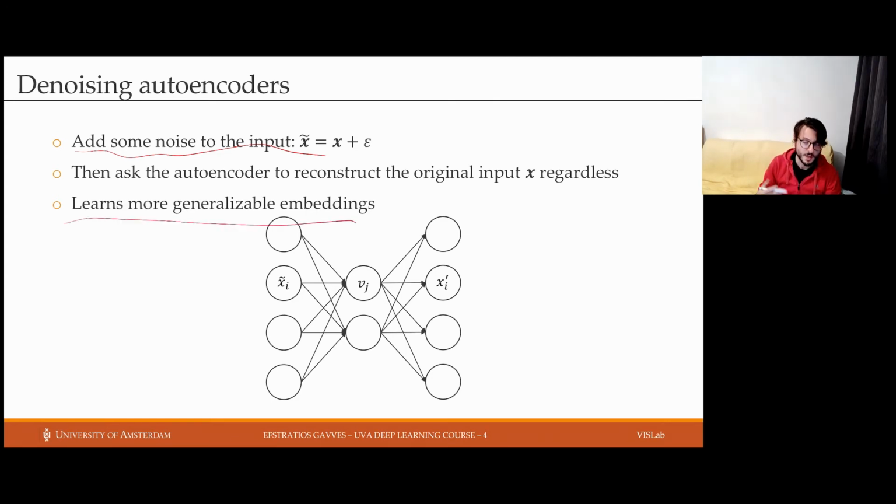That way we make sure that we learn more generalizable embeddings, and the reason is that the neural network cannot learn to fit too much to the added noise, because the added noise will always provide some extra disturbance on the input, and by just blindly learning it, it will never be able to obtain very low loss in the output.